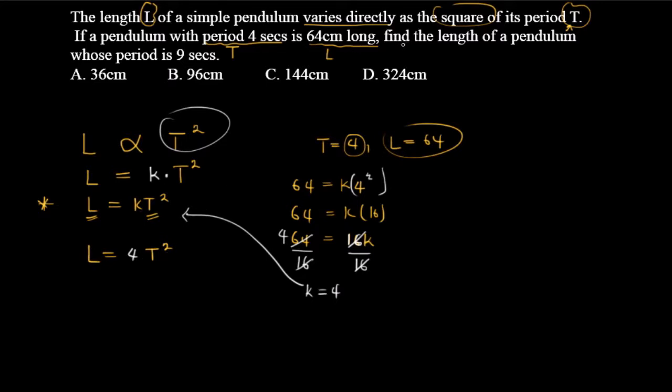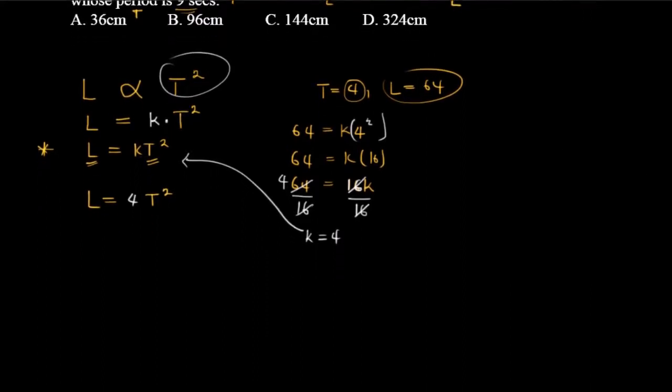Now the question says find the length, so find L when the period is 9 seconds. So let's write that down. It says find L when t equals 9. I'm going to be using this equation, since I want to find L. So we have L equals 4 times t squared. My t is 9, so 4 times 9 squared.